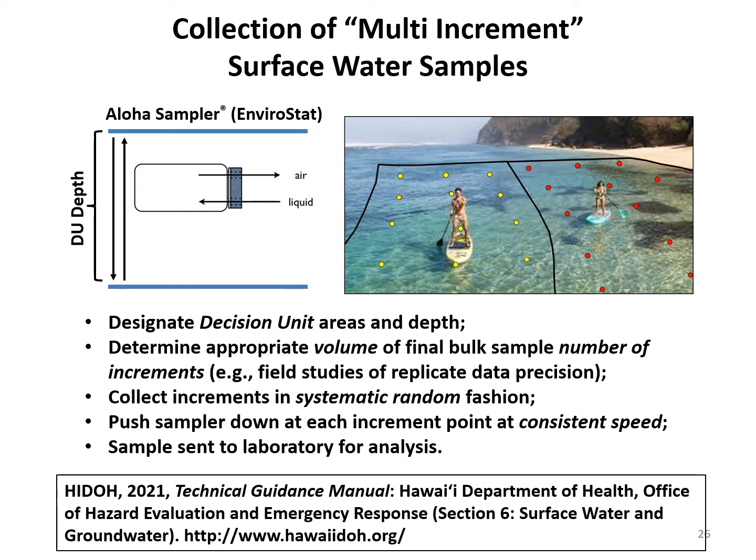So you define your decision unit, you paddle back and forth across the decision unit, and as you stop at so many points, say 30 points or whatever within that area, push the jar down slowly and then pull it back up, and there's your increment for that sample. Then you move to the next point within your decision unit and collect another increment. And when you're done, you've got a nice representative sample for that area. This is also discussed in our technical guidance manual.